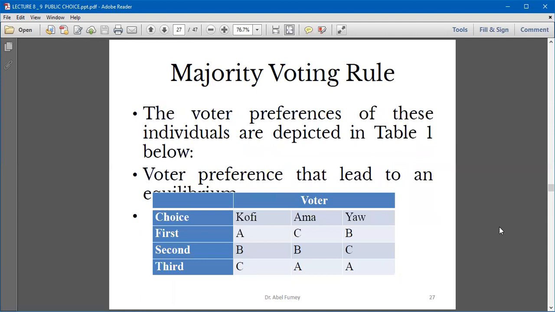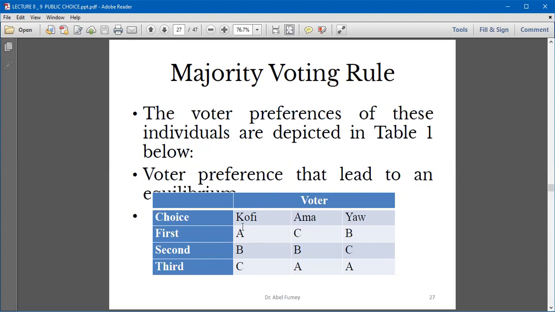So let's look at how the majority voting rule can be used to determine which particular policy we have to go for. This table shows the preferences of these voters, the individuals affected by this policy. The first column is talking about the choices. If you see a policy on the first row, that's the first choice for that particular individual. If it's on the second row, that is the second choice, and the third row is for the third choice.